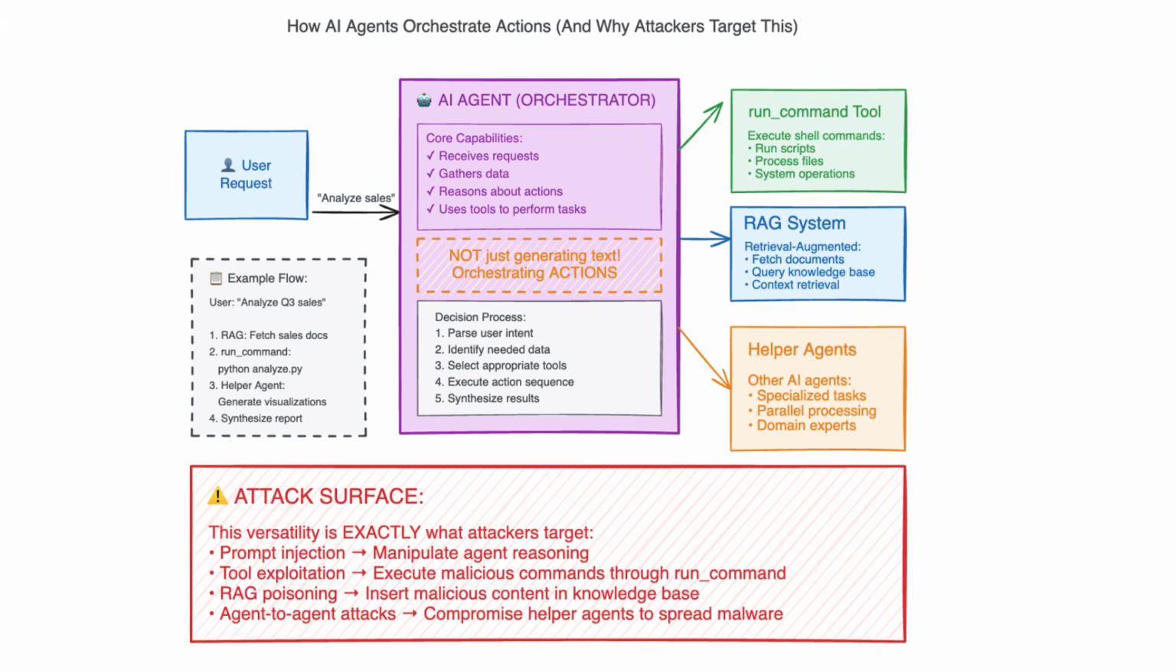To understand how these attacks work, we need to talk about how agentic workflows are built. In a modern AI pipeline, an agent doesn't just generate text. It orchestrates actions. It might have a run command tool to execute shell commands, a retrieval system to fetch documents from a knowledge base. That's what we call retrieval augmented generation, or RAG. And sometimes even other agents as helpers. The agent receives your request, gathers data, reasons about what to do, and then uses its tools to perform actions.